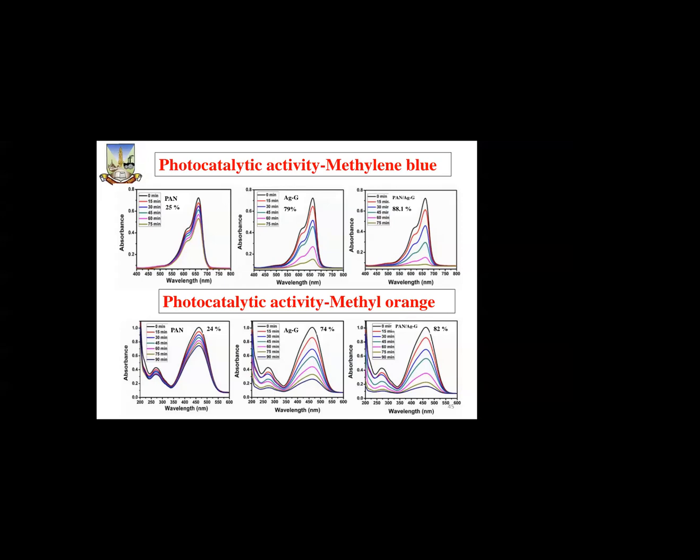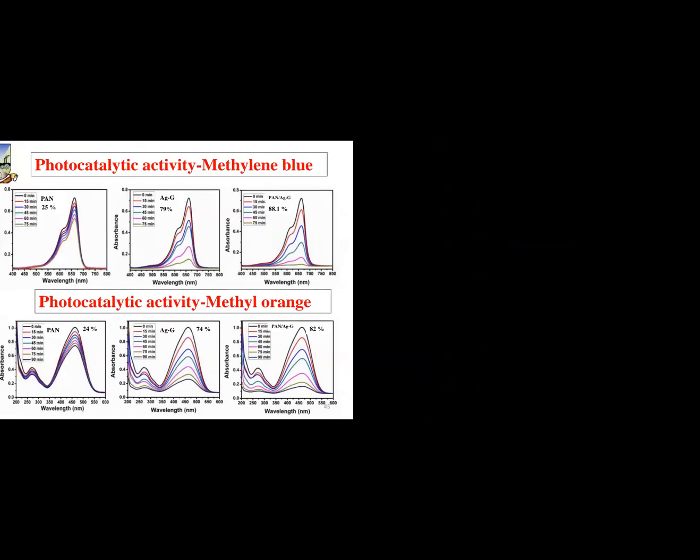While in case of methyl orange, it is 24% for PAN and 74% for Ag silver graphite nanoparticle, but it shows 82% for PAN-Ag nanofibers. And when we compare methylene blue to methyl orange, the rate of degradation is more in case of methylene blue, that is 88.1%. That is the effect of the electrostatic charges from methylene blue on the surface of the PAN-Ag nanofiber.